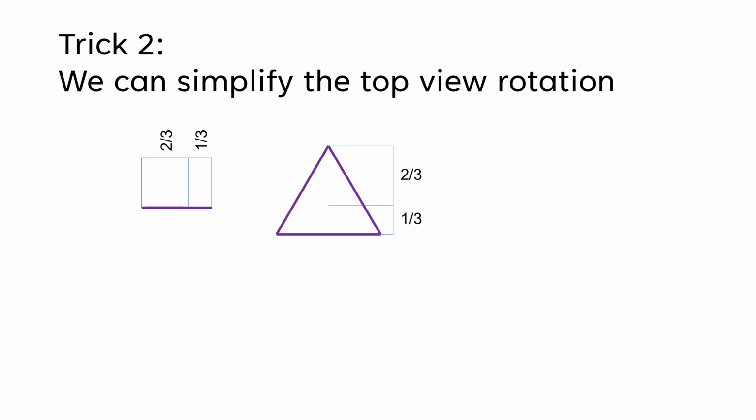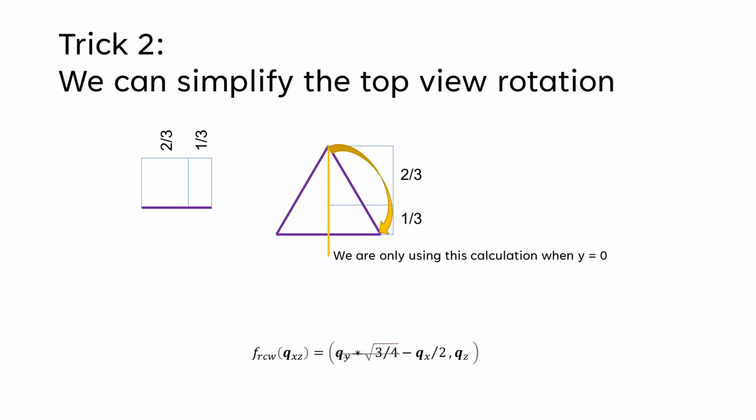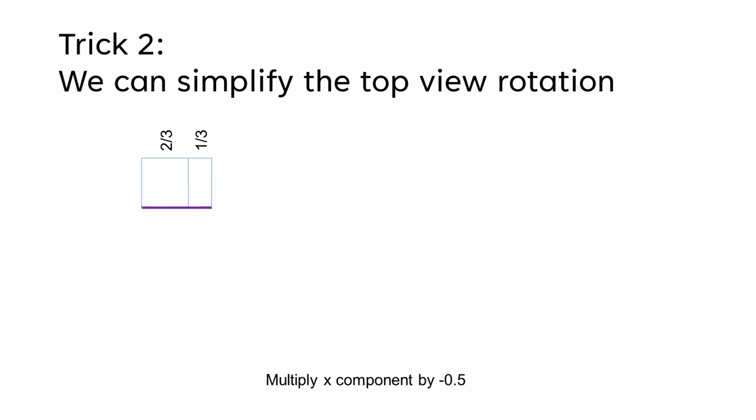The second trick is that we can simplify the top rotation. Every time we use the top rotation in this process, we will be rotating a point from the middle line. That point will be 2/3 away from the center and we will end up 1/3 away from the center in the other direction. Thus, while the rotation formula is a little bit complex for the entire coordinate, we can remove the y component in the front view, and when we do that, we see that it's just the x component gets negative and divided by 2.